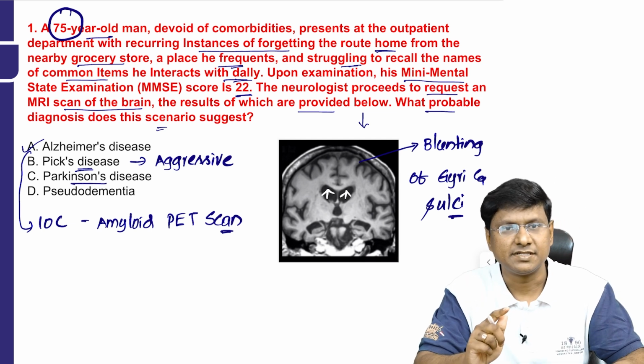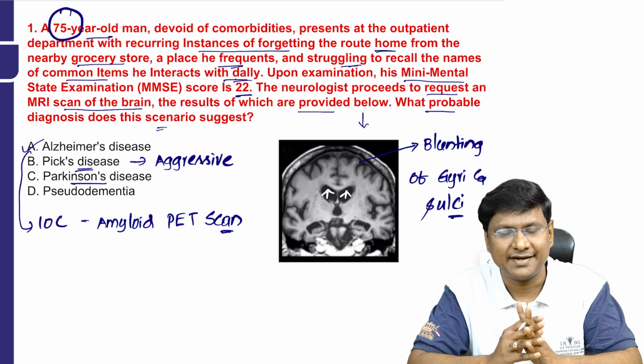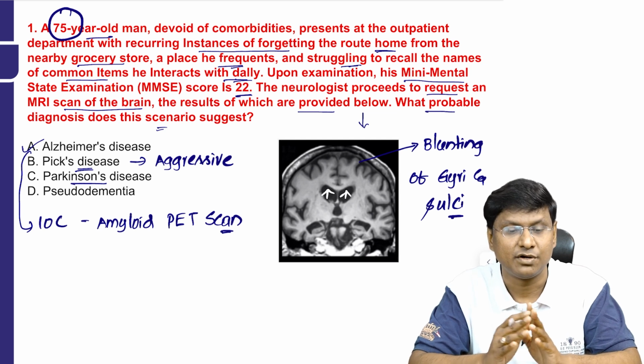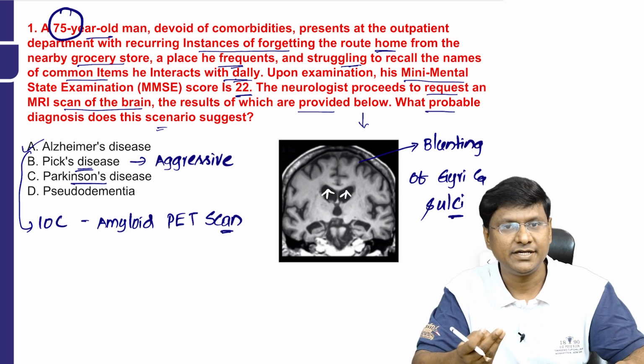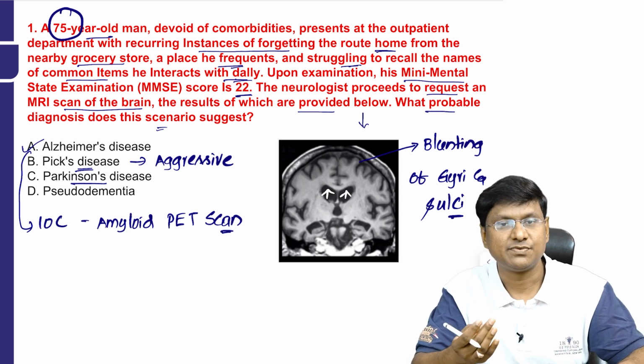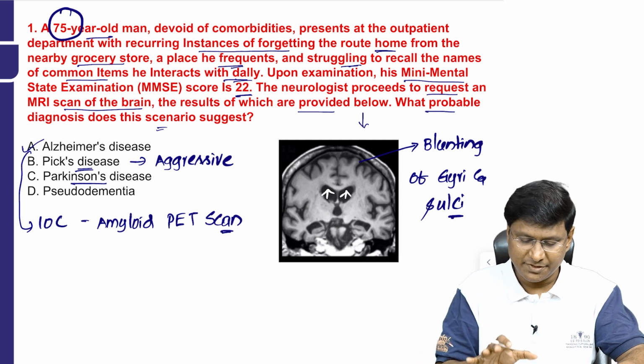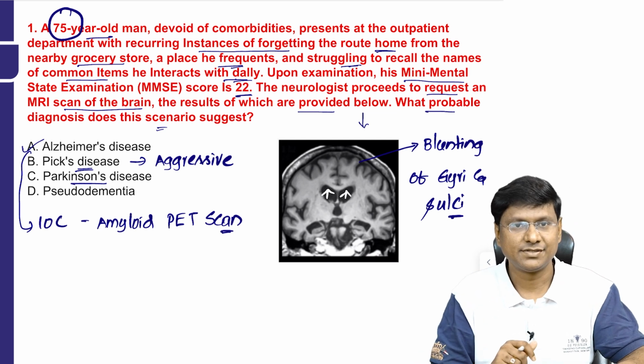Then you take Parkinson's dementia. See, Parkinson's disease characteristically presents with the symptoms of bradykinesia, rigidity, and resting tremors. Okay, so there will be slowness of movement, rigidity, and resting tremors. So these will be the features of Parkinson's disease.